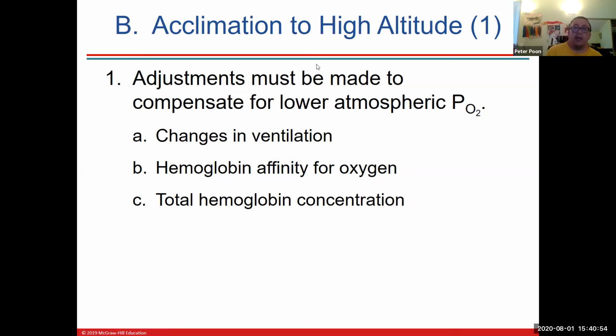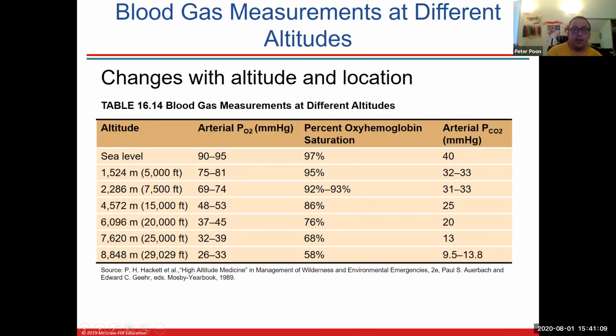The acclimatization to high altitude. There's a reason why there are a lot of marathoners and people who train in Denver and other high altitude places, and it's because of these three things. In high altitudes, there's less oxygen in the atmosphere. You can see at 1 mile high, you're at 95% saturation.